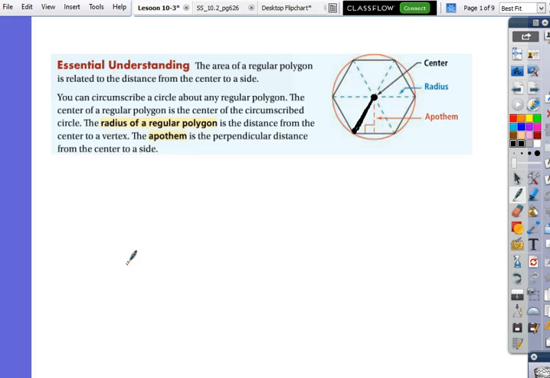Apothem is one of those little animals that pretends like it's dead and you don't think it's dead, and so you leave. No, I'm kidding.